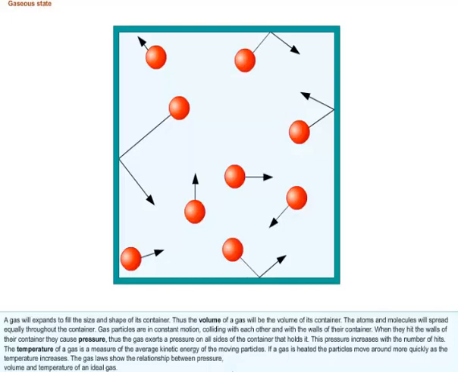The temperature of a gas is a measure of the average kinetic energy of the moving particles. If a gas is heated, the particles move around more quickly as the temperature increases. The gas laws show the relationship between pressure, volume and temperature of an ideal gas.